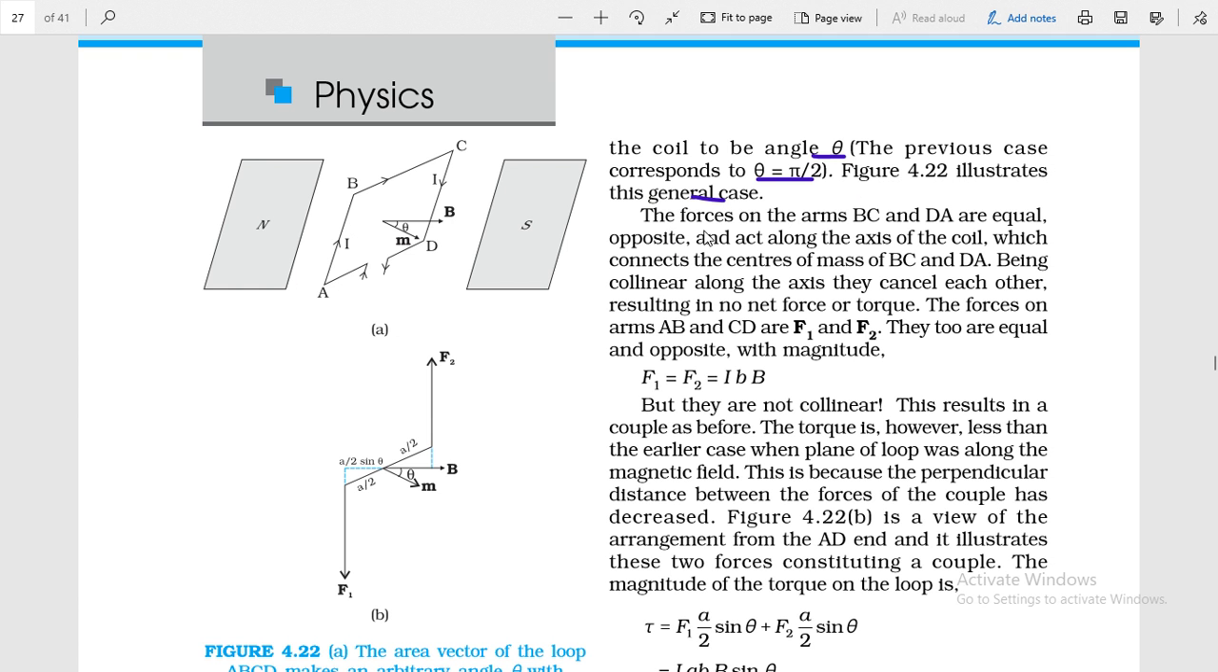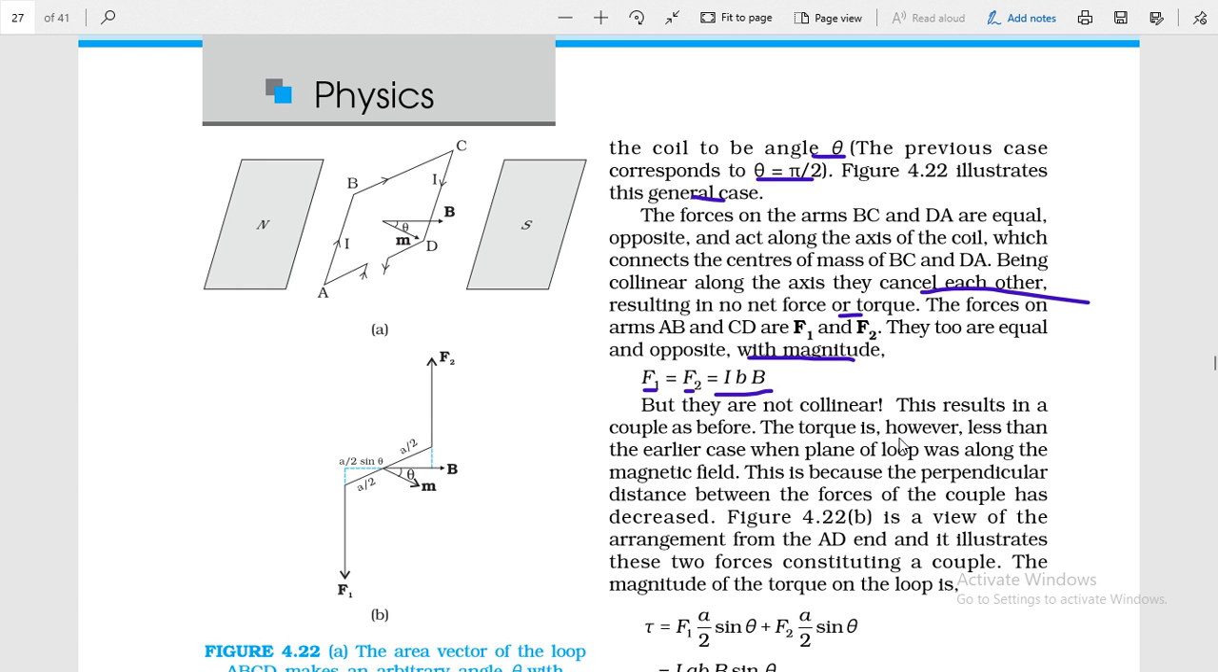So let's see. The forces on arms BC and DA are equal and opposite and act along the axis of the coil, which connects the centers of mass of BC and DA. Being collinear along the axis, they cancel each other, resulting in no net force or torque. The forces on arms AB and CD are F1 and F2, and they too are equal and opposite with magnitude IB into capital B, but they are not collinear. This results in a couple as before.